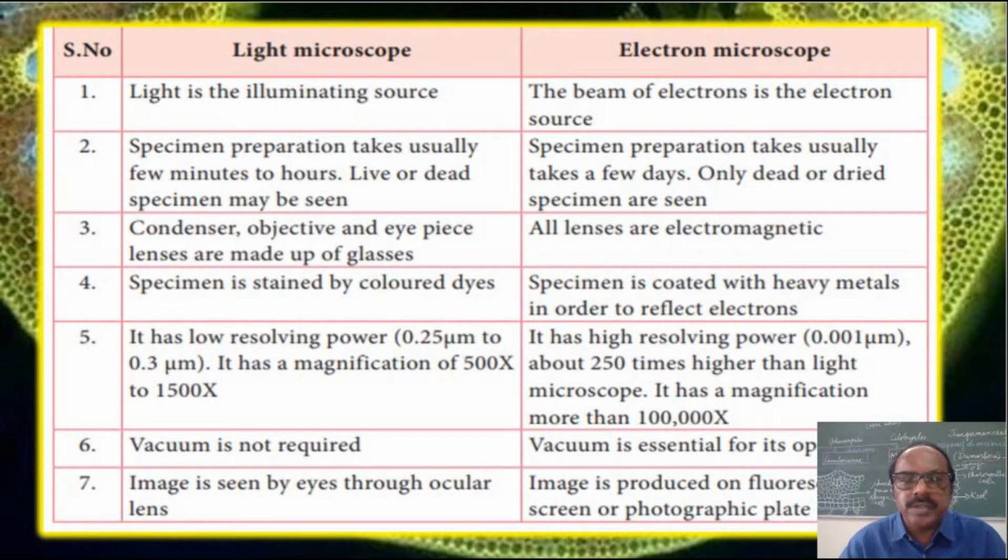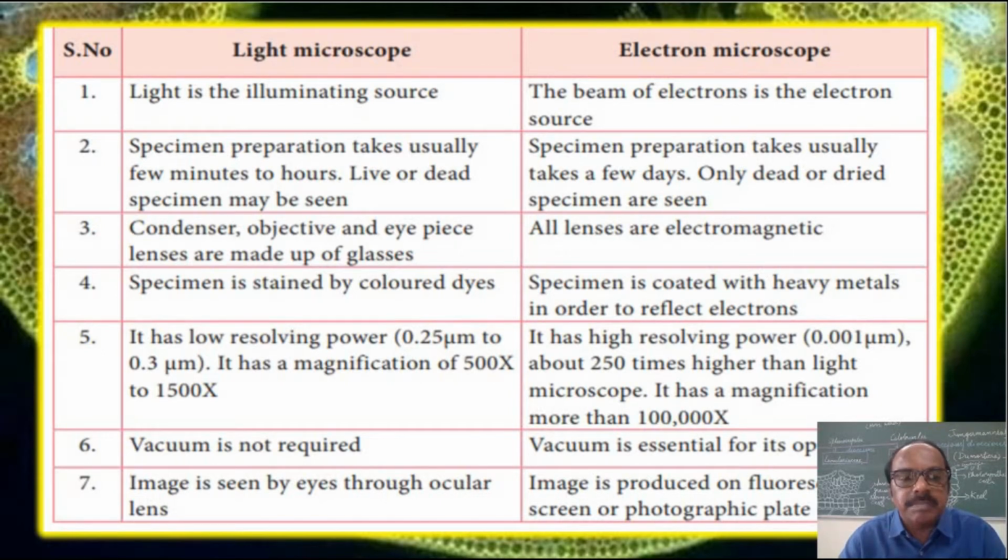These are the differences between a light microscope and an electron microscope. In case of a light microscope, the source of energy is light, and it is electrons in an electron microscope. Specimen preparation takes usually a few minutes in case of a light microscope, whereas in case of an electron microscope, the specimen has to be prepared. It will take a lot of time for the preparation of the specimen. Only dead or dried specimens are used in case of an electron microscope, whereas in case of a light microscope, you can see the living material.